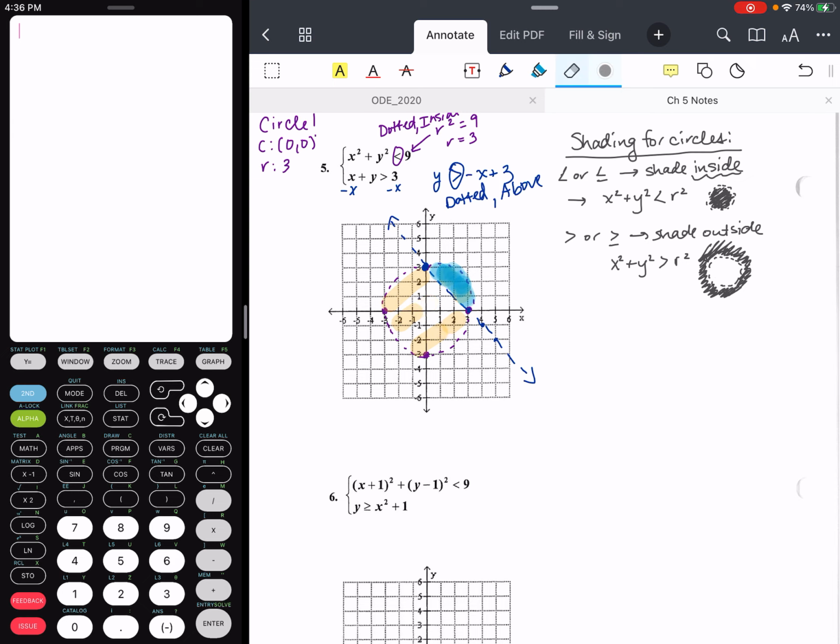So I'm going to erase this shading inside the circle. That's not where the overlap occurs. So it's just this sliver that's greater than, above that dotted blue line, but still inside the radius of the circle. So that would be my final answer.